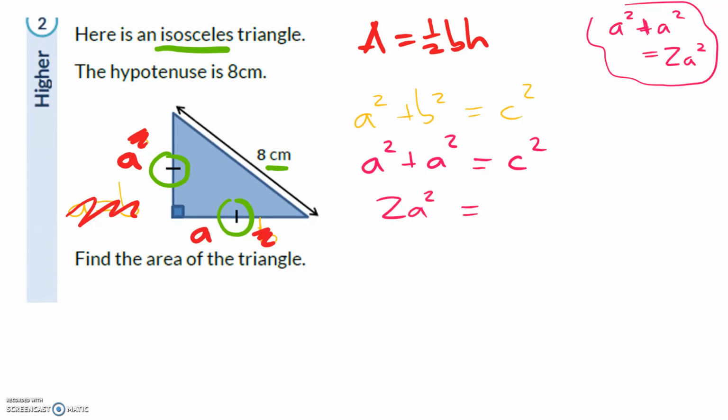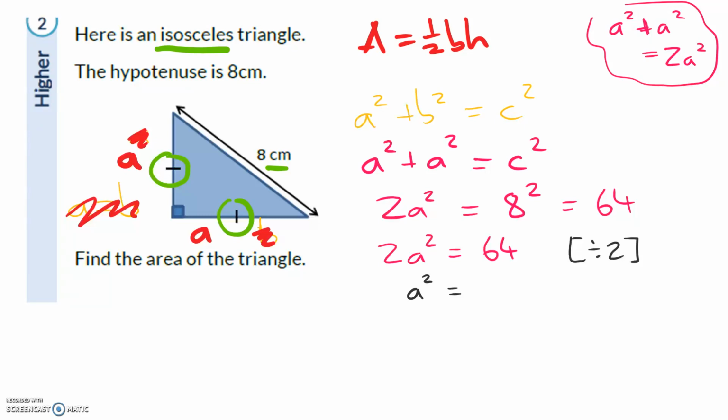So a squared plus a squared, we've got 2a squared, equals c squared. Well, we know c is 8. So I can say 2a squared equals 8 squared. And I know that 8 squared is 64. So we've got 2a squared equals 64. Right, what do I want to do here? I reckon we need to divide both sides by 2. That's going to give me a squared equals 32.